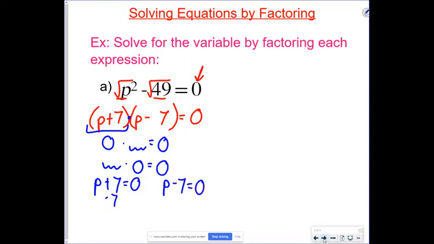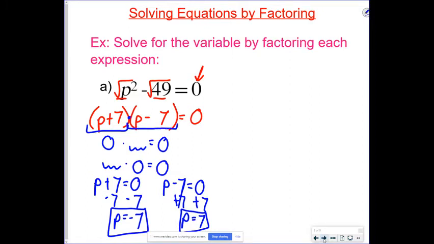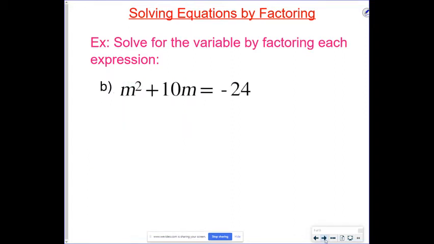So I'm going to subtract 7 from both sides of the first one and get p is negative 7. And I'm going to add 7 to both sides of the next factor and get p equals positive 7. And those are your two solutions. Factor and set each piece of your factor equal to 0. Let's try the next one.